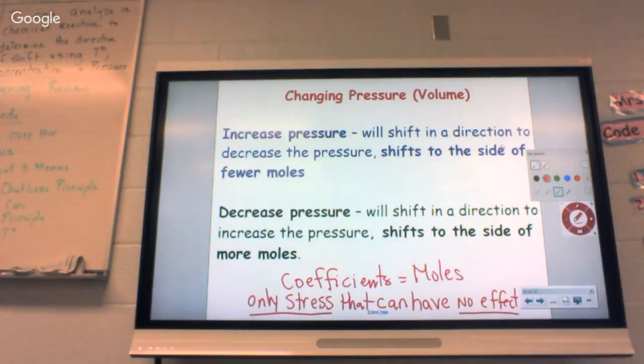The coefficients can be the same on both sides. You have 2 moles and 2 moles, or 4 moles and 4 moles. You can't get that in temperature or concentration. You can get that in pressure. Okay?